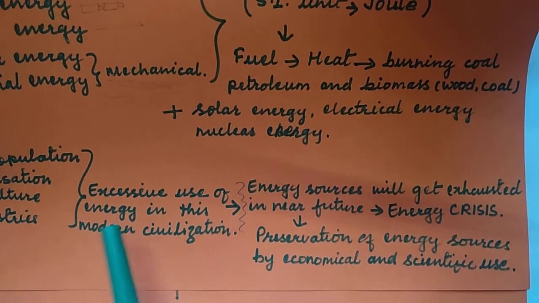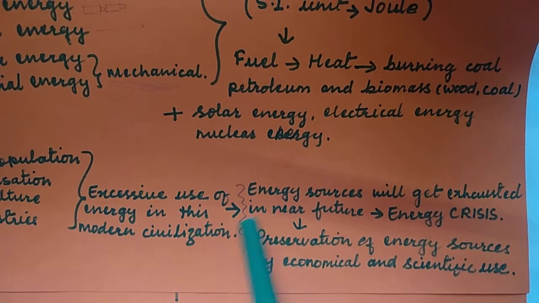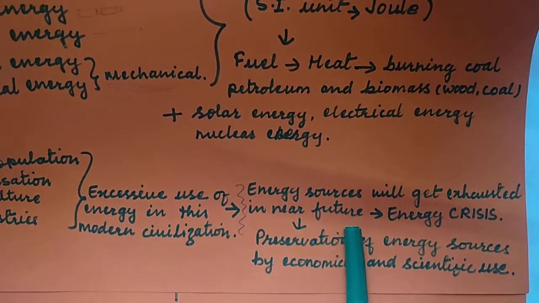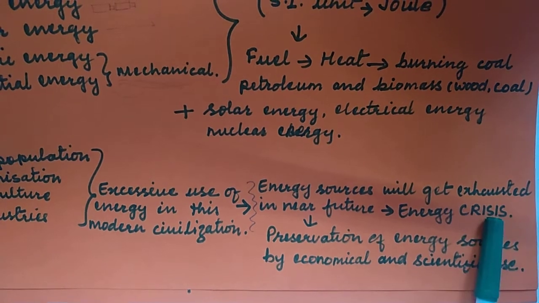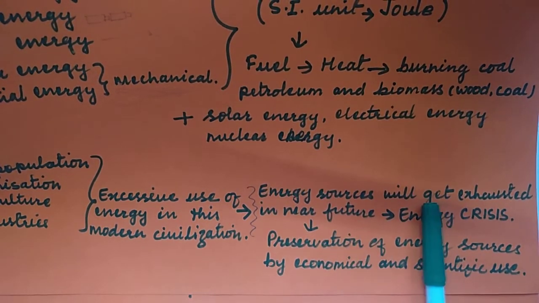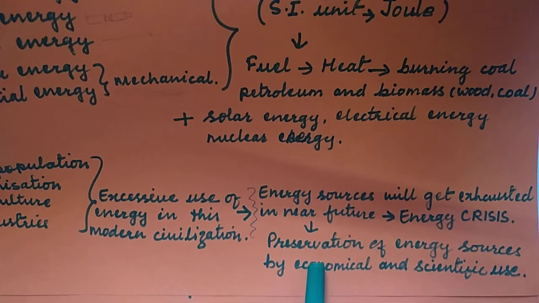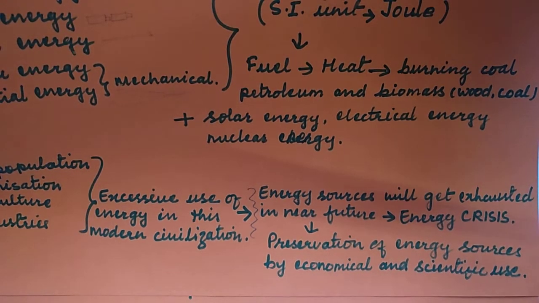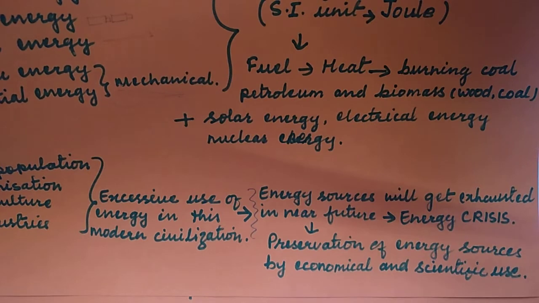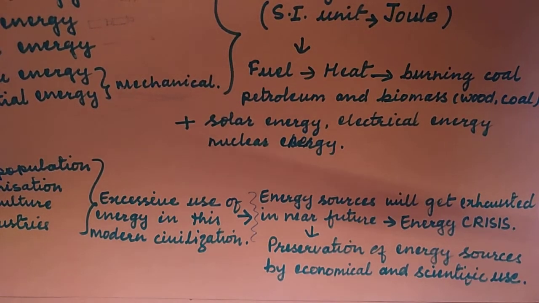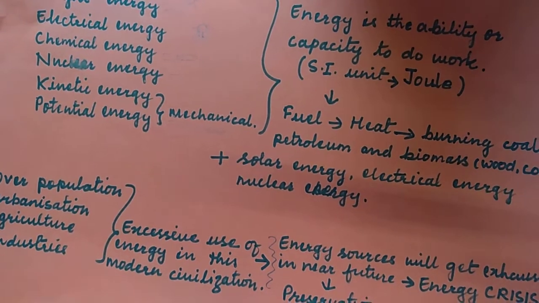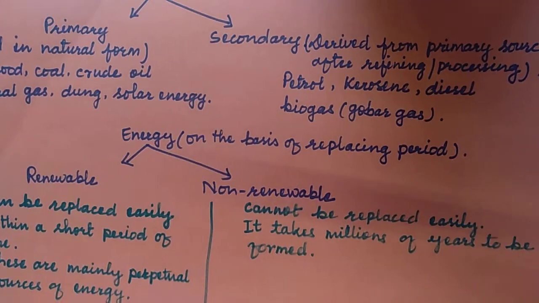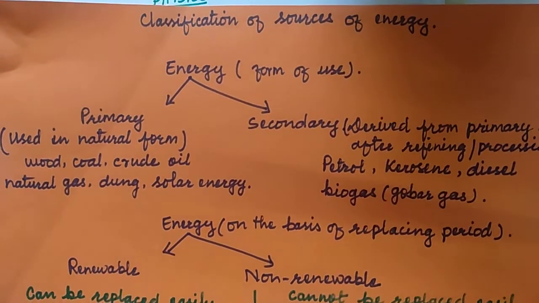The energy demand is increasing every year, so energy sources will get exhausted in the near future, and this period is called energy crisis. In order to prevent energy crisis from occurring in the near future, preservation of energy sources by economical and scientific use should be done. We need to preserve present sources of energy. We need to conserve them so that energy crisis can be pushed further back. We need to remember these points in this chapter.